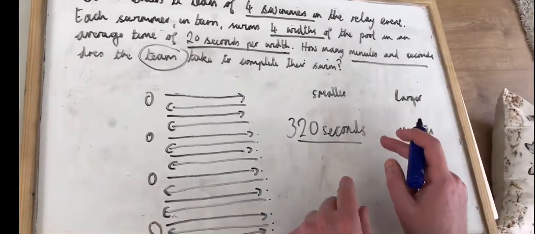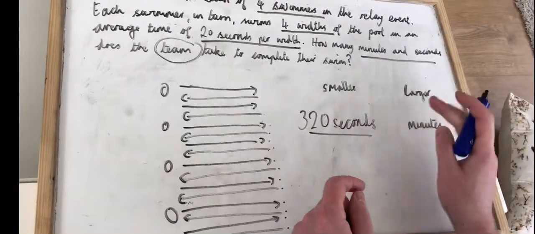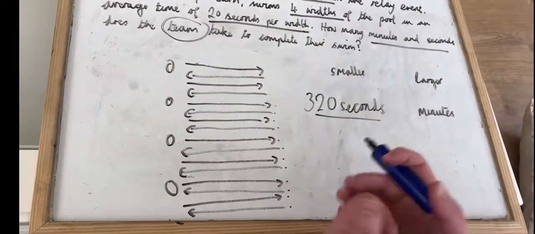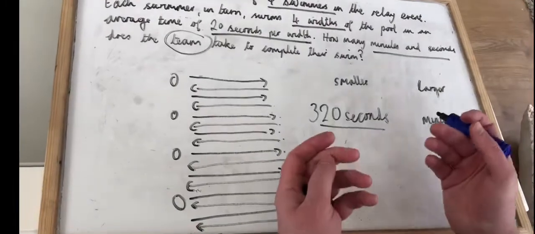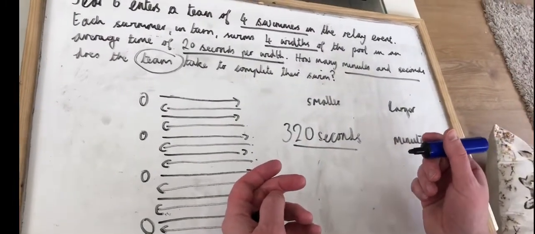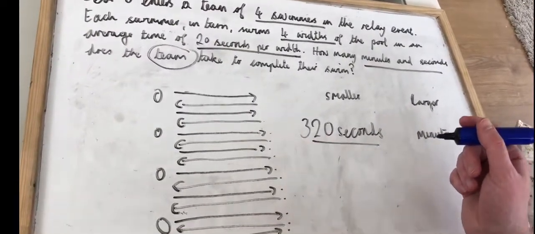Now, if you remember, we're going from a smaller unit, seconds are a smaller unit, to a larger unit, which are minutes. So what do we need to do? Divide. Brilliant, so we're going to divide. What are we going to divide by? 60. Superb. So we're going to divide by 60. So if we divide by 60, we need to work out how many lots of 60 there are in 320.